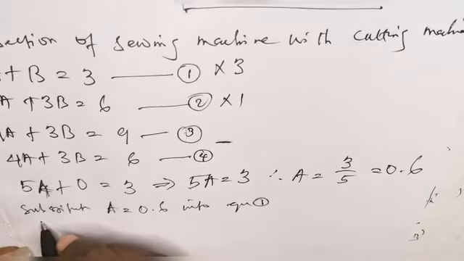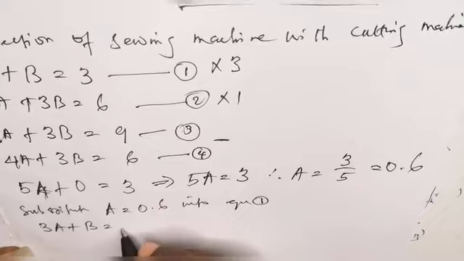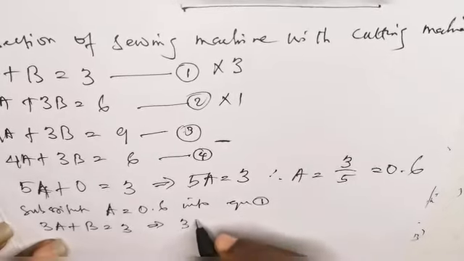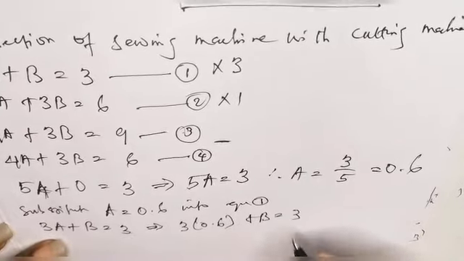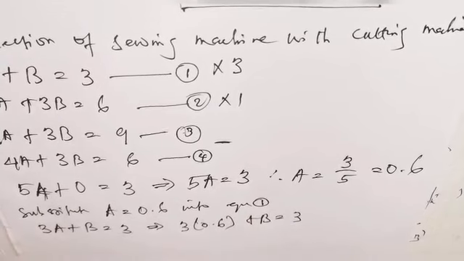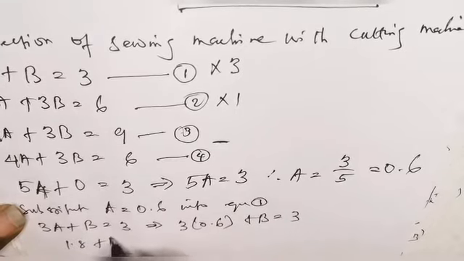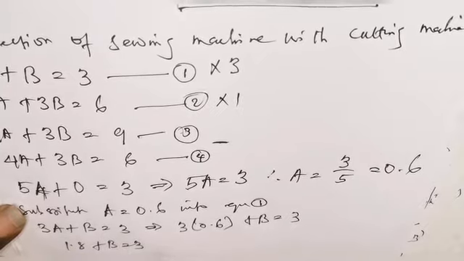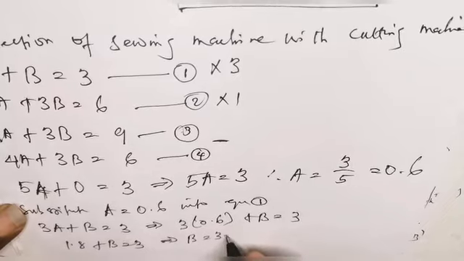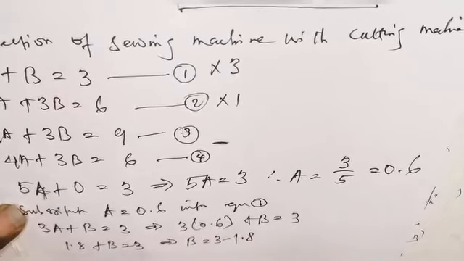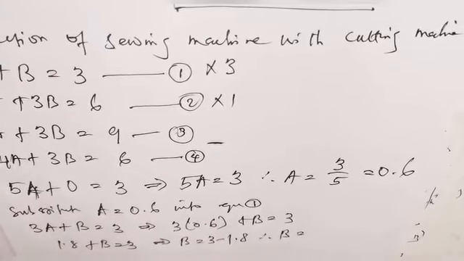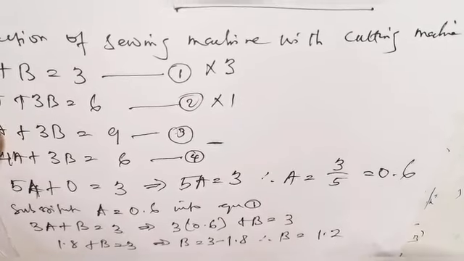Remember equation 1 states 3a plus b is equal to 3. So this simply implies 3 times, remember a now is 0.6, plus b equals 3. So 3 times 0.6 gives us 1.8. So we have 1.8 plus b is equal to 3. To make b the subject, simply send 1.8 the other way around. This implies that b equals 3 minus 1.8, since plus 1.8 crossing an equal sign becomes negative. That gives us 1.2.